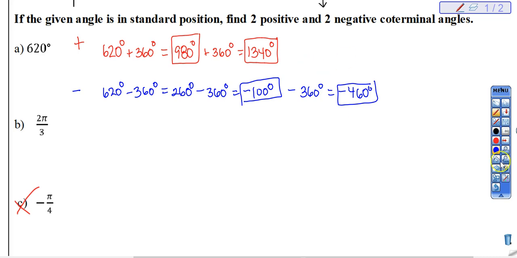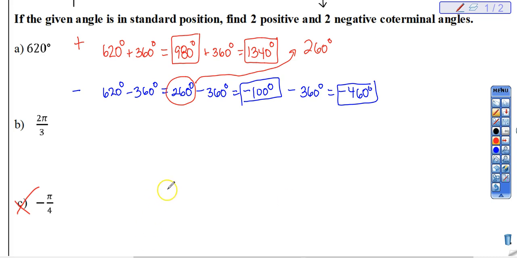So here's what I know then. If I were being thoughtful, I could say that this 260 is another option for a positive coterminal angle, but not one that we would typically think about. But it is. So something to think about there.